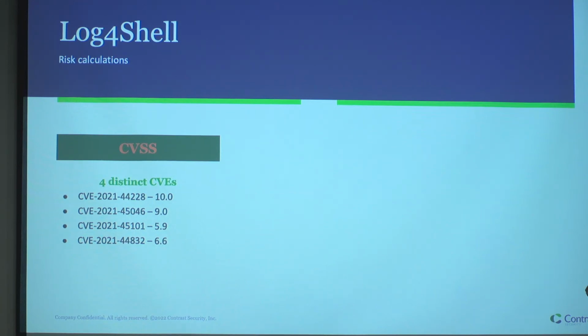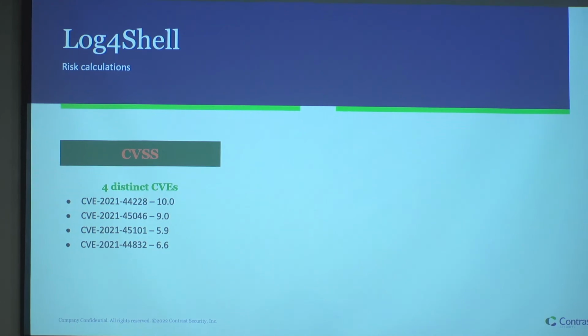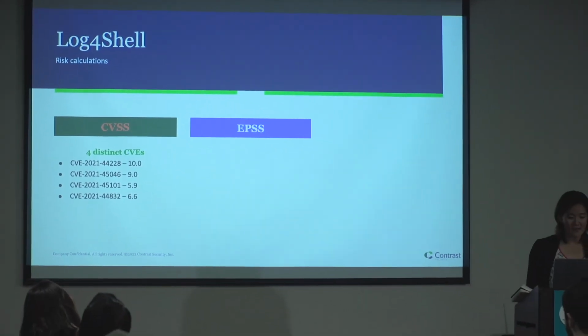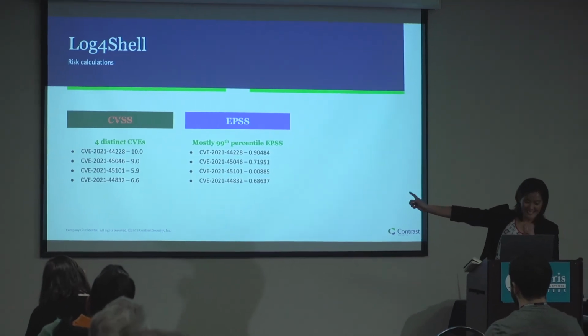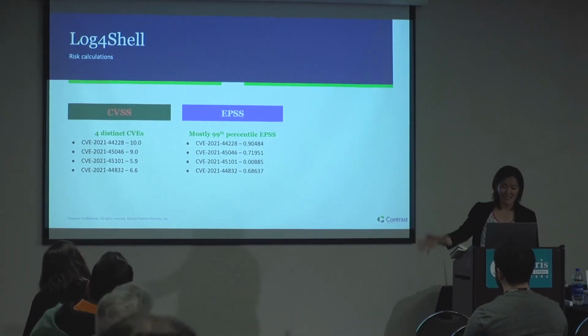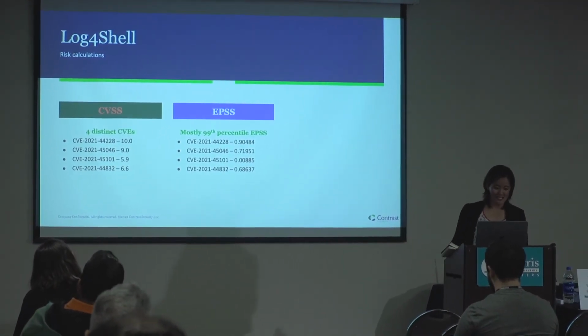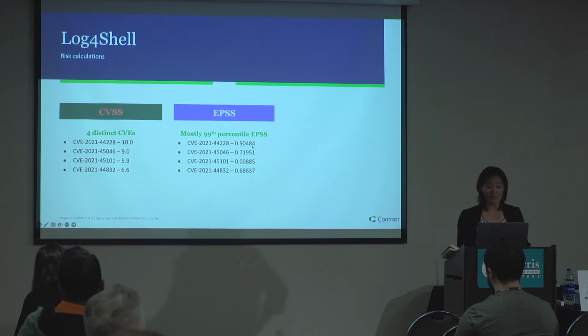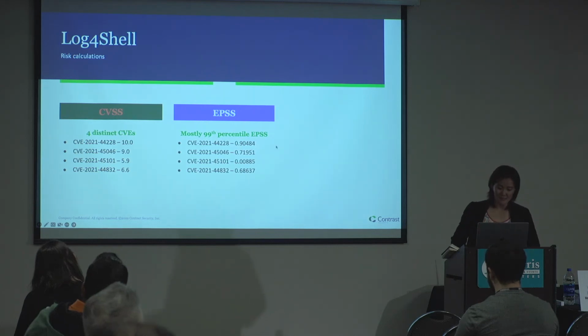If you take a look at these numbers, you got a 10.0 rating for the first one that came out for Log4Shell, and it gradually tapers down from there. The EPSS score is in the 99th percentile, so it still ranks in the top 1%. You can see the probability of that Log4j vulnerability being exploited is 0.9, so very close to 1.0. That means it's very likely to be exploited.